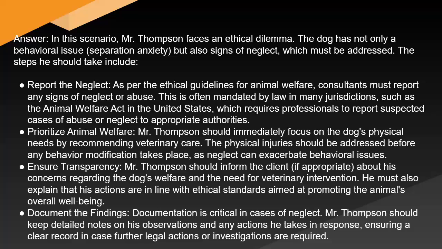Ensure transparency. Mr. Thompson should inform the client, if appropriate, about his concerns regarding the dog's welfare and the need for veterinary intervention. He must also explain that his actions are in line with ethical standards aimed at promoting the animal's overall well-being. Document the findings. Documentation is critical in cases of neglect. Mr. Thompson should keep detailed notes on his observations and any actions he takes in response, ensuring a clear record in case further legal actions or investigations are required.